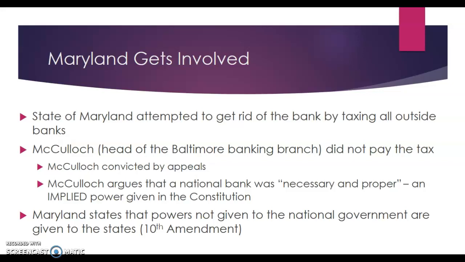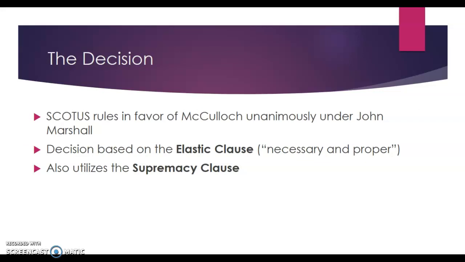So what is the ultimate decision? Well, it's a unanimous one. The Supreme Court is going to favor McCulloch unanimously under John Marshall. Does that name ring a bell? He should. He's the first Chief Justice of the Supreme Court. And remember, John Marshall is a Federalist, and that means he is favoring a strong central government. So it's not all that much of a stretch that he's going to rule in favor of the national government.